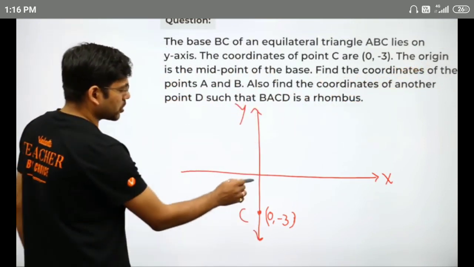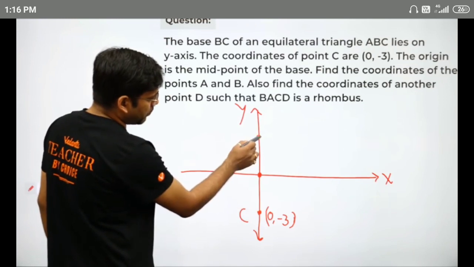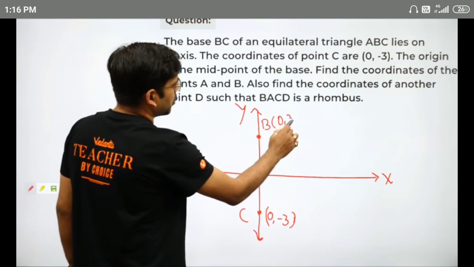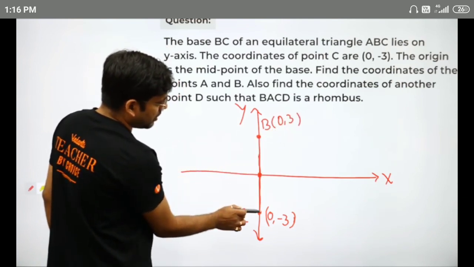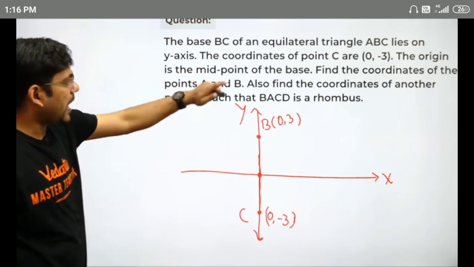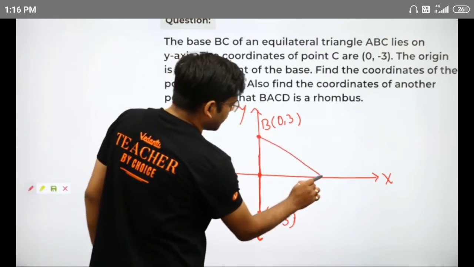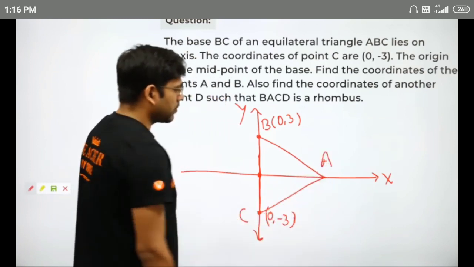So this is the origin, and if this is the midpoint, then the other point would be here. I guess you all must be understanding. This must be B (0, 3). Now this is the base of the triangle. Now there has to be a triangle ABC, so let's suppose this will be the triangle ABC. This is an equilateral triangle.